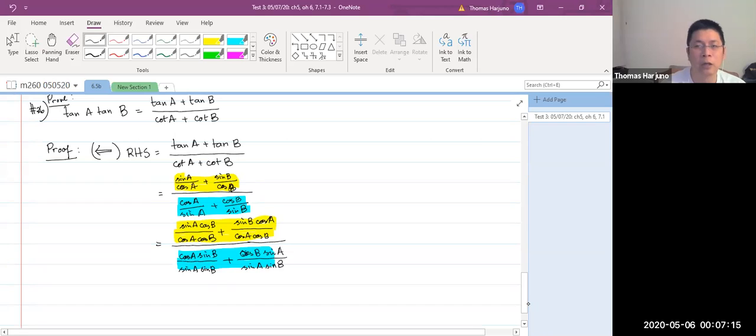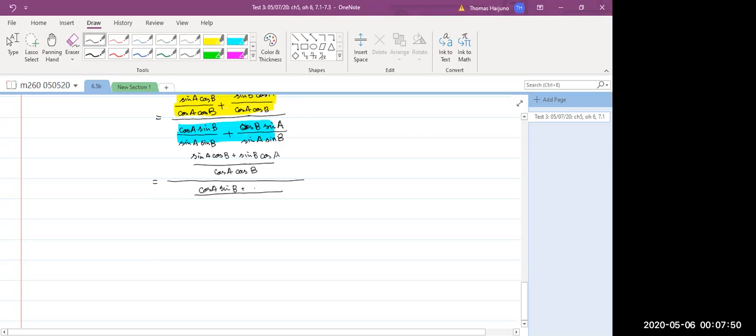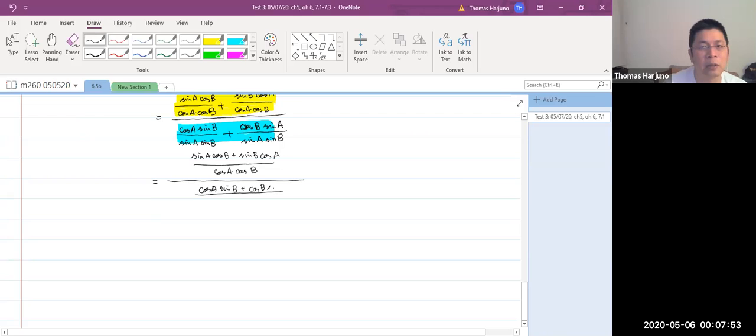The reason we did LCD for the numerator and denominator is so that we can put them together under one fraction. So I get on the top sine A cosine B plus sine B cosine A over cosine A cosine B, big over cosine A sine B plus cosine B sine A over sine A sine B.